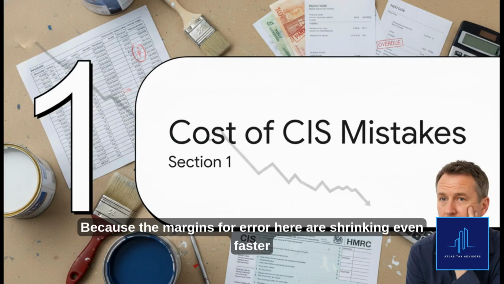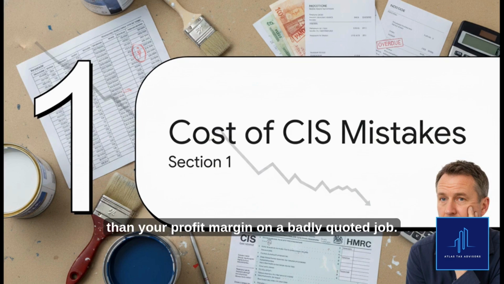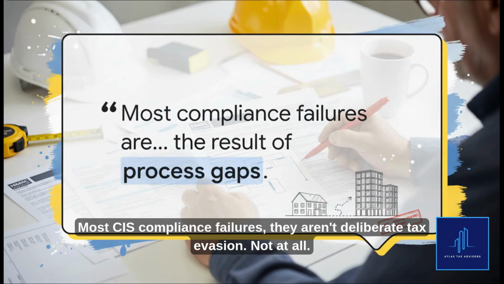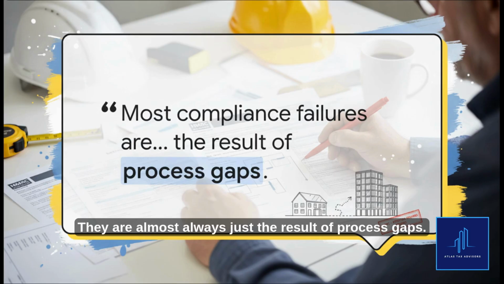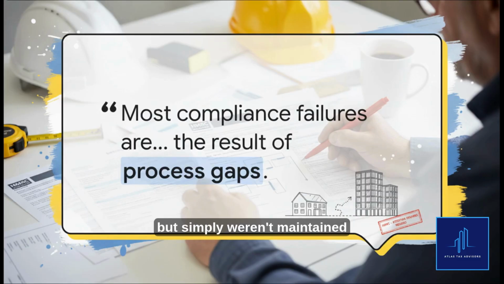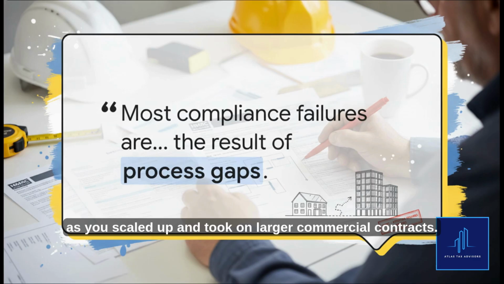Because the margins for error here are shrinking even faster than your profit margin on a badly underquoted job. I really want to highlight something absolutely crucial right off the bat. Most CIS compliance failures aren't deliberate tax evasion, not at all. They are almost always just the result of process gaps. Things that worked totally fine when your company was smaller, but simply weren't maintained as you scaled up and took on larger commercial contracts.